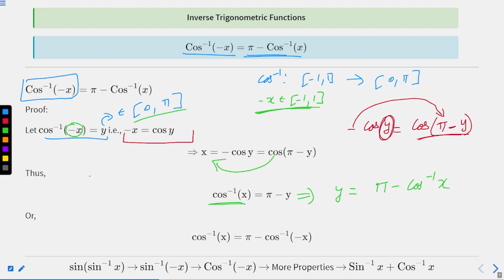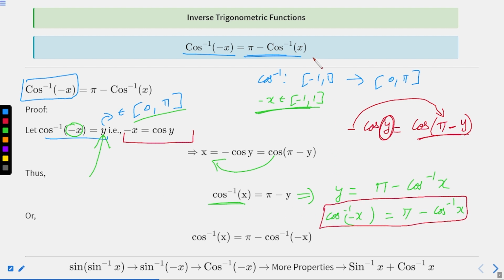And now what we will do, we will put the value of y over here. So what will you get? The cos inverse x minus cos inverse minus x will be equal to pi minus cos inverse x. Yes, so this was the thing we needed to show, as you can see over here.